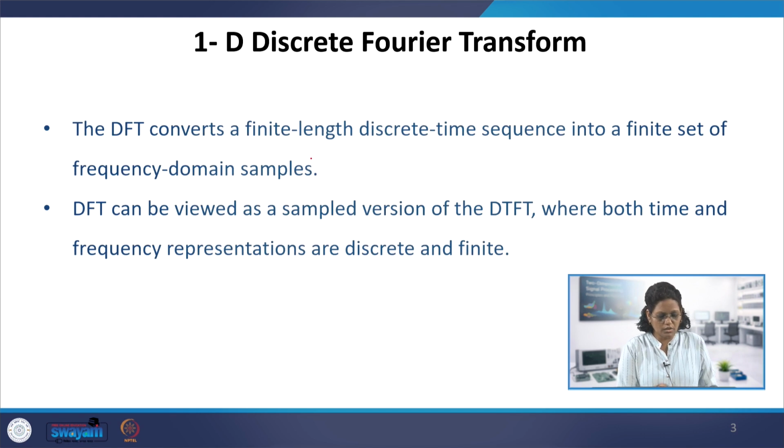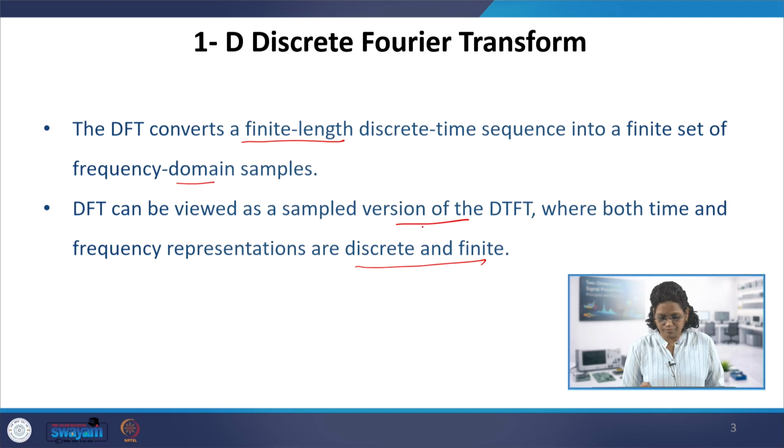The DFT converts a finite length discrete time sequence into a finite set of frequency domain samples. The sequence is finite length, we should note that; it is not the case of the DFS, which is a pattern repeating. So a finite set of time samples is mapped to a finite set of frequency domain samples. This can be viewed as a sampled version of the DTFT. So both time and frequency representations are discrete and finite. That is the thing which needs to be noted in the case of a DFT.